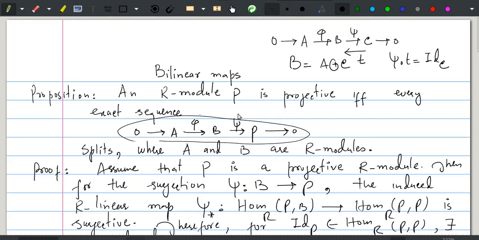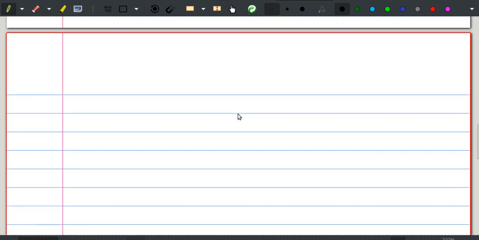Now let us define the bilinear maps. What do we mean by bilinear map? So let us consider R modules A and B. So let A and B be R modules.